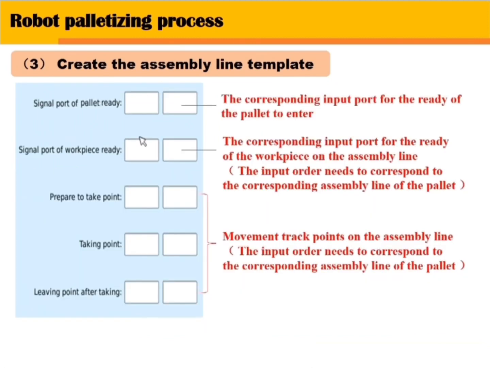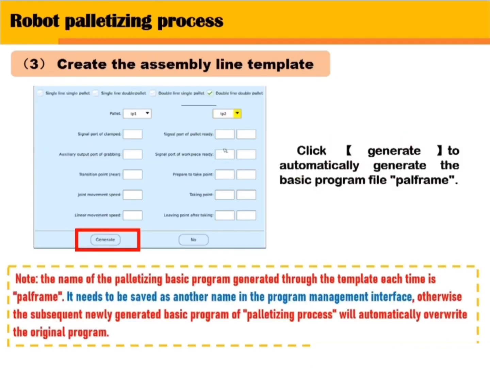Then, corresponding to the palletizing process package, set the input signal numbers and movement track points on the assembly line. Finally, click Generate to automatically generate the basic program file.